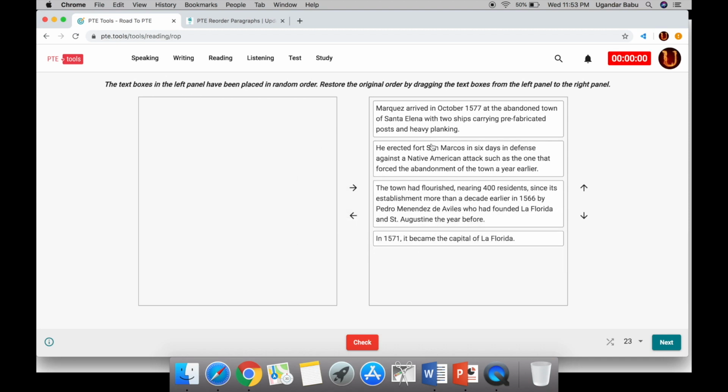So overall, if you see, they have mentioned 1577, 1566 and 1571. So if you order it based on the year, it will be completely wrong. So you have to understand the idea and order the paragraphs.